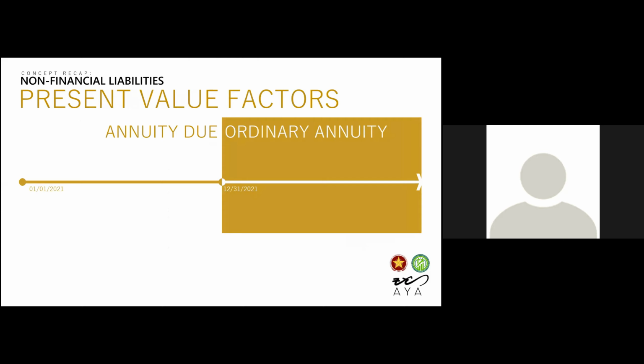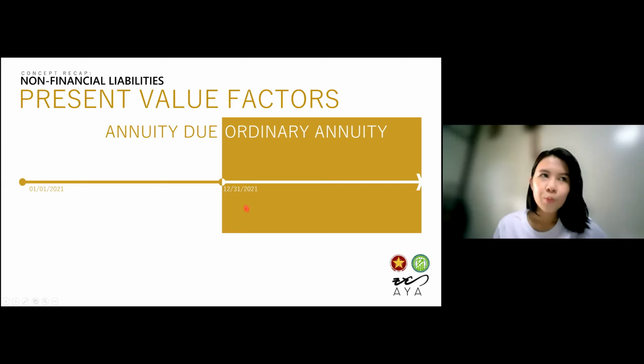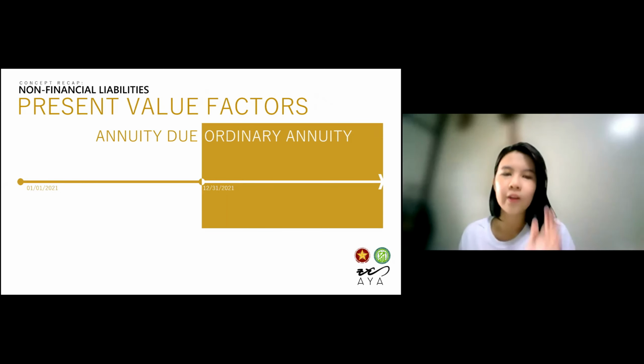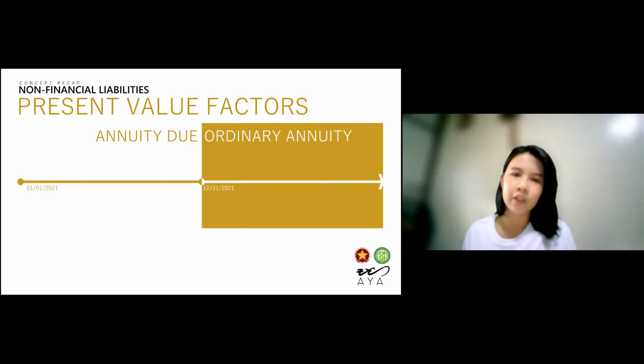Continuing to the next pain point you mentioned, present value factors. When do we use annuity due and when do we use ordinary annuity? For annuity due, just look at where the word annuity is. In annuity due, the annuity is at the front. Actually, it applies to both one-time payment and periodic payments, but let's assume in this discussion that this is a periodic payment.